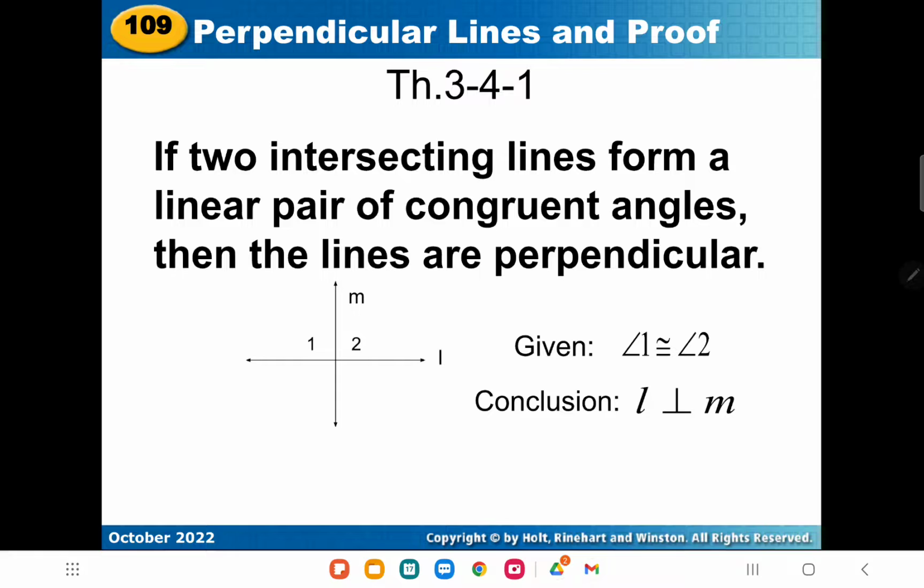A few theorems. If two intersecting lines form a linear pair of congruent angles, then the lines are perpendicular. So the key here is that it is a linear pair. Two angles that add up to 180 and are adjacent, and those angles must be congruent. So obviously they would both be right angles, and therefore by the definition of right angle, the lines would be perpendicular.